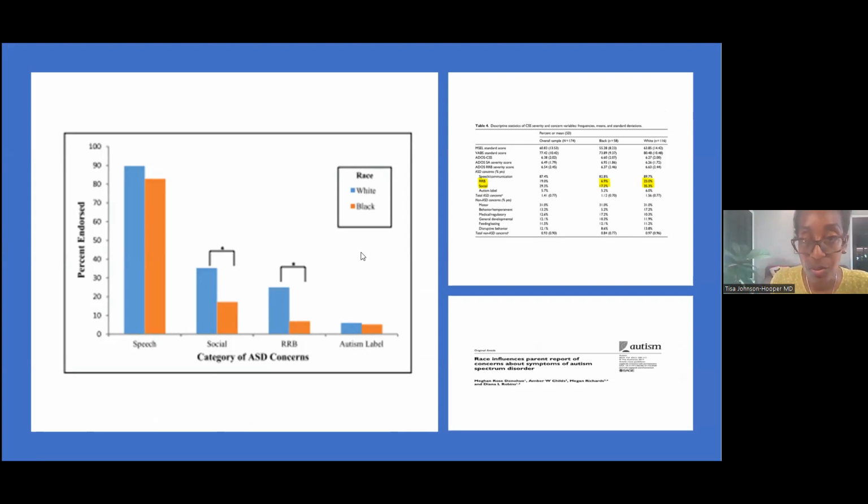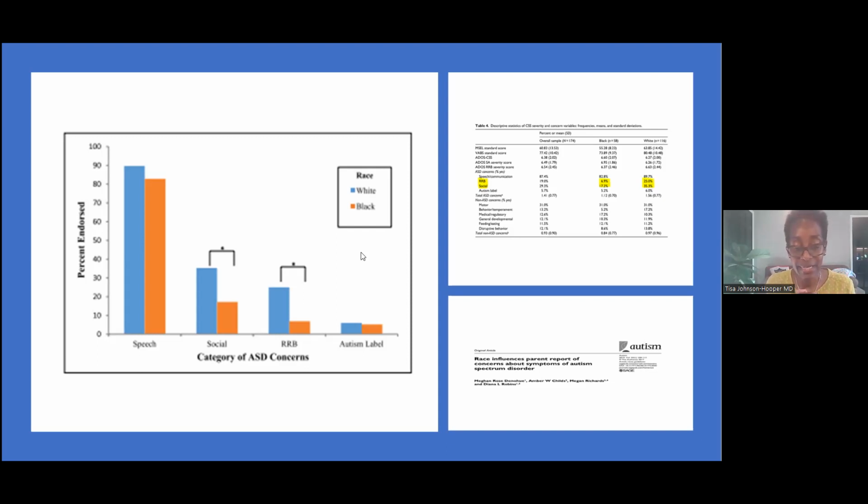So looking at the image on the right, you'll see highlighted are the differences in the parental autism concerns by race. So 25% and 33% of white parents expressed concerns about their repetitive, restrictive behaviors and social concerns, respectively, compared to 6.9% of Black parents who reported concerns about their repetitive, restrictive behaviors, and 17.2% who reported concerns about social interaction.